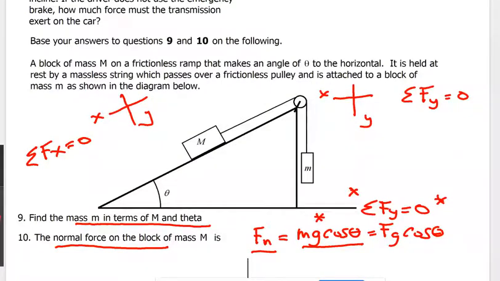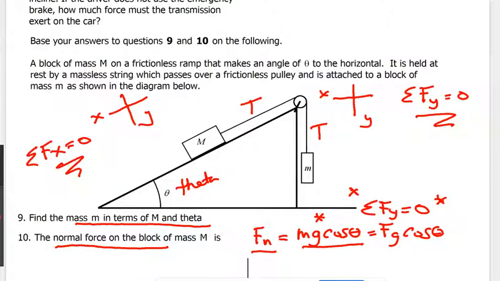We'll call this, what are we calling this? I guess we'll call this T, because we don't know what it is. It goes over a massless pulley. We'll call that T as well. And so we can bring the two equations together and hopefully be able to find m in terms of big M and theta. This is, of course, theta. It's big M, little m. So you do this, and you do this, and you bring them together.